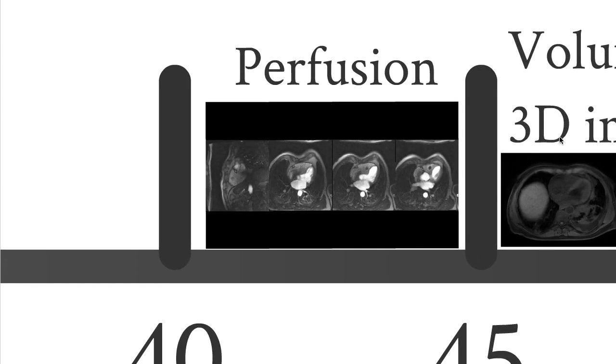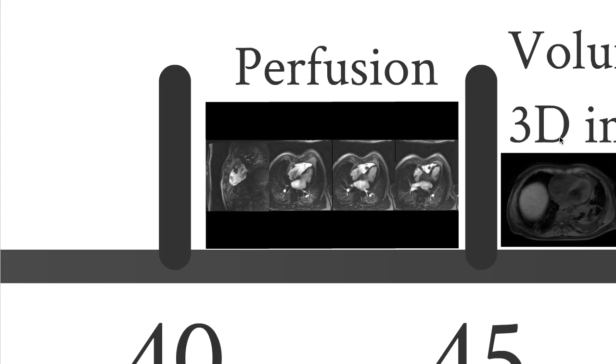Next, we can do perfusion of the mass. We can do first pass and even second pass perfusion. It's good to make sure that you get about 2 minutes of perfusion. So if you're going to do every heartbeat, you want to run 120 phases. If your scanner can't do that, you can go every other heartbeat. Let's say if you can only do 60 phases, just do every other heartbeat.